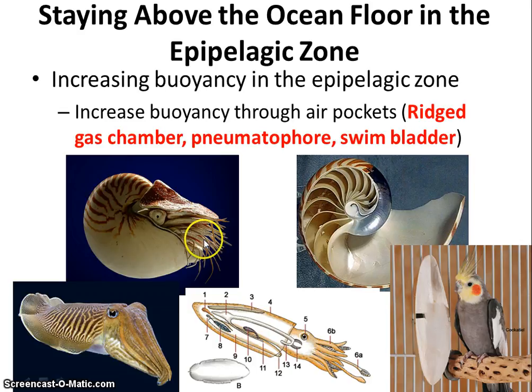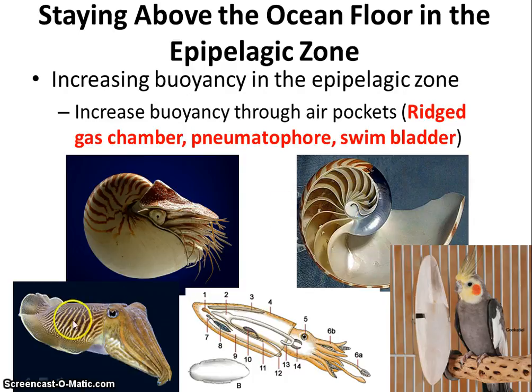This is an organism known as the chambered nautilus. This is an organism known as a cuttlefish. Both of these organisms have segments of their body that are filled with gas. And in the chambered nautilus case, it's these little areas inside of its shell. So there is nothing but gas inside these areas of its shell. And as a result, its heavy shell and dense body floats better because of the gas contained in these structures.